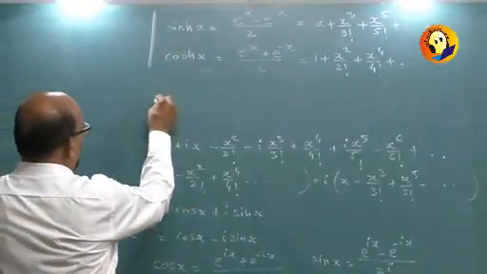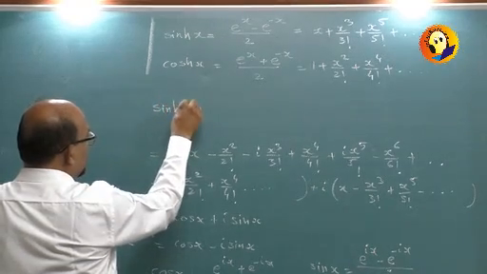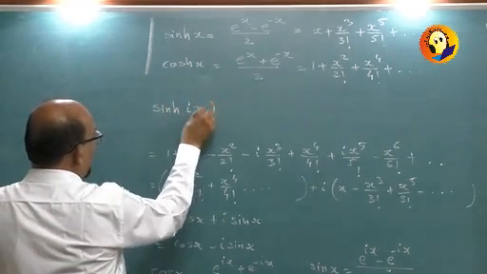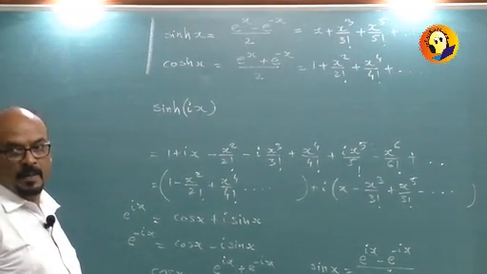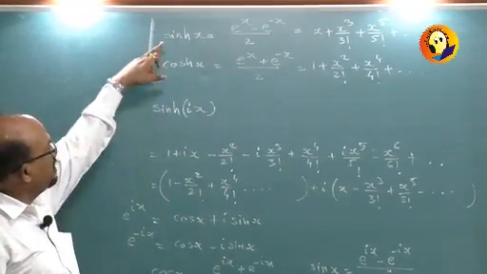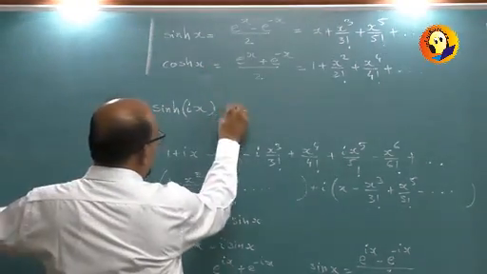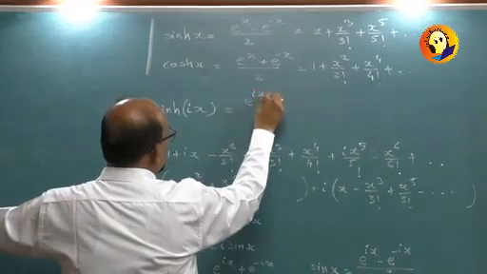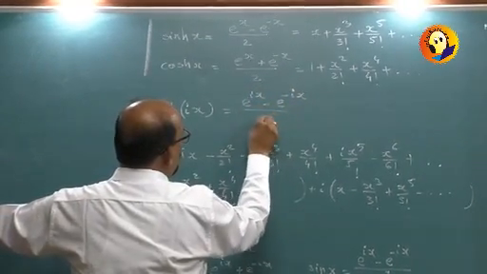And now if I try to find what is sinh ix, then by definition I should simply substitute. What do I get? I will get it as e raised to ix minus e raised to minus ix upon 2.